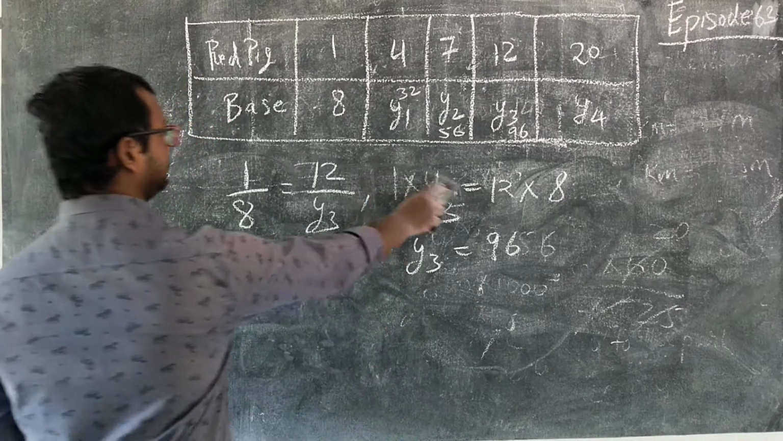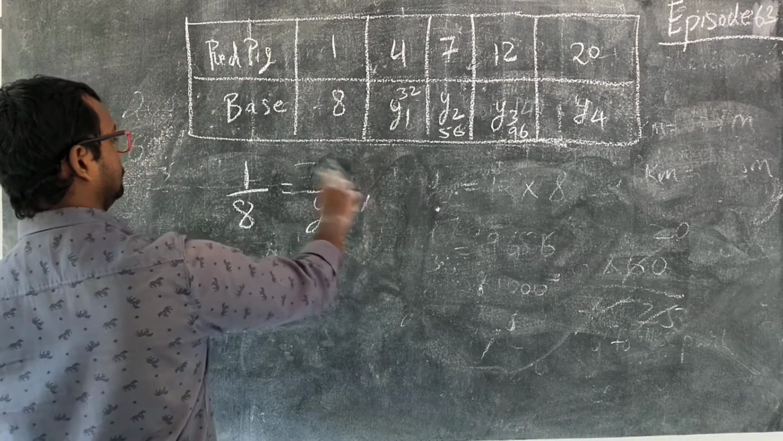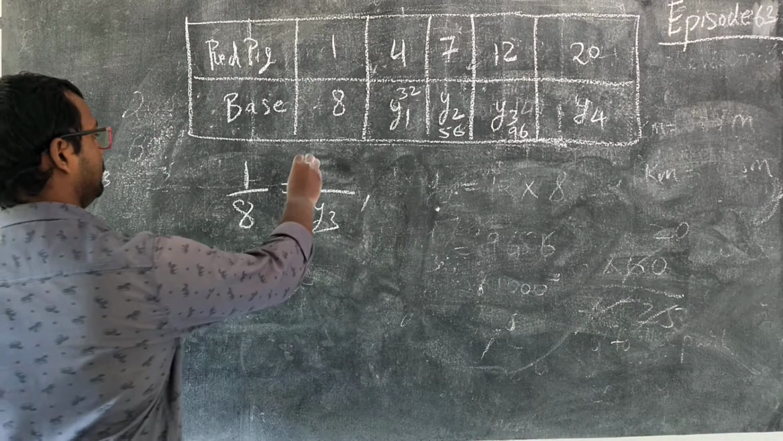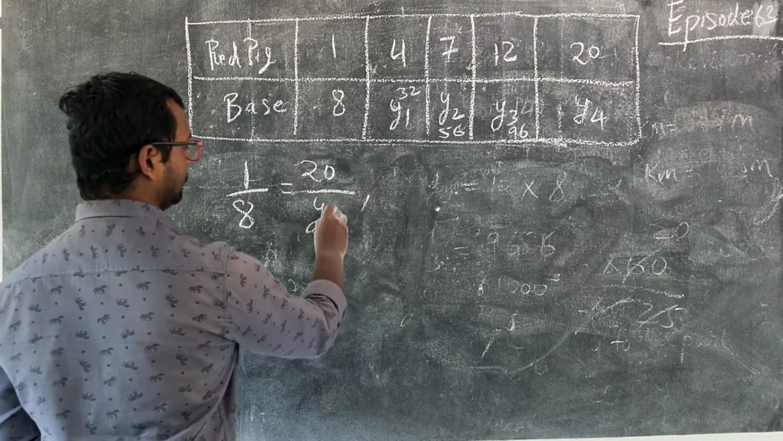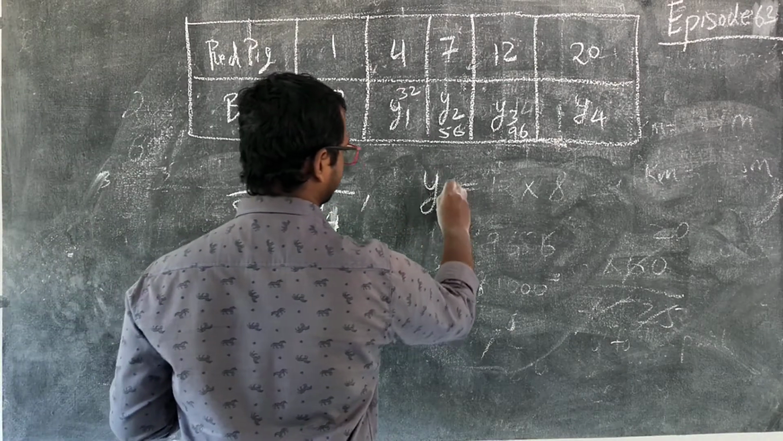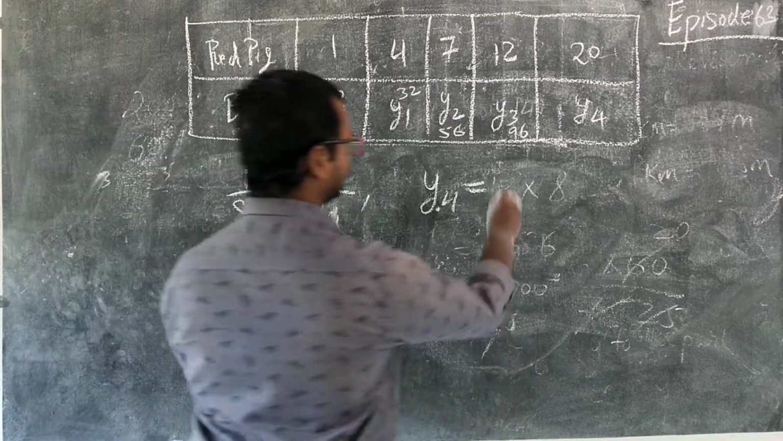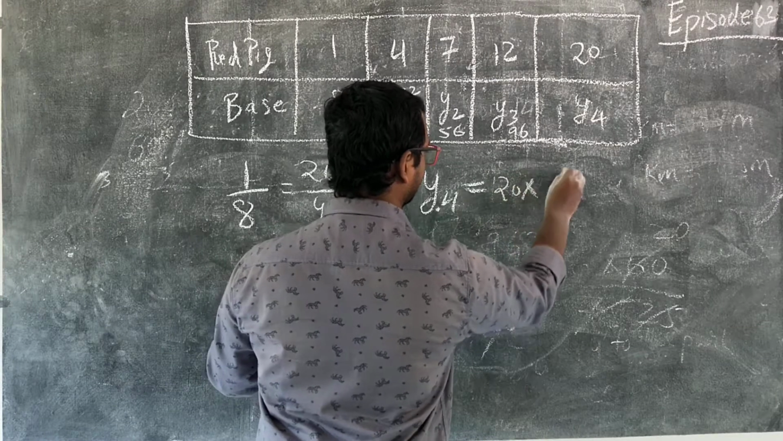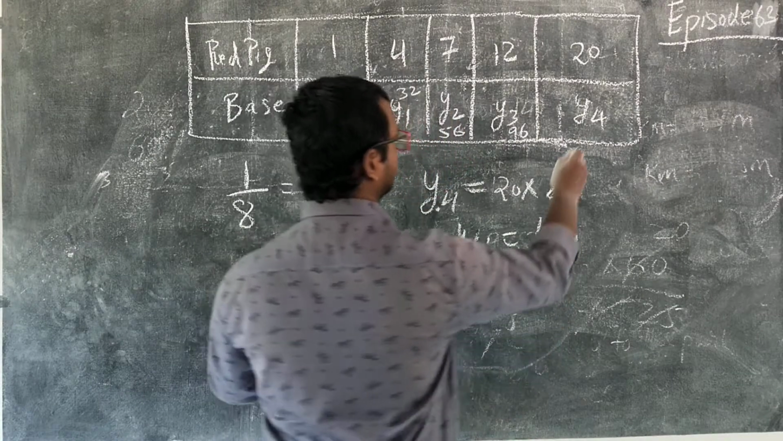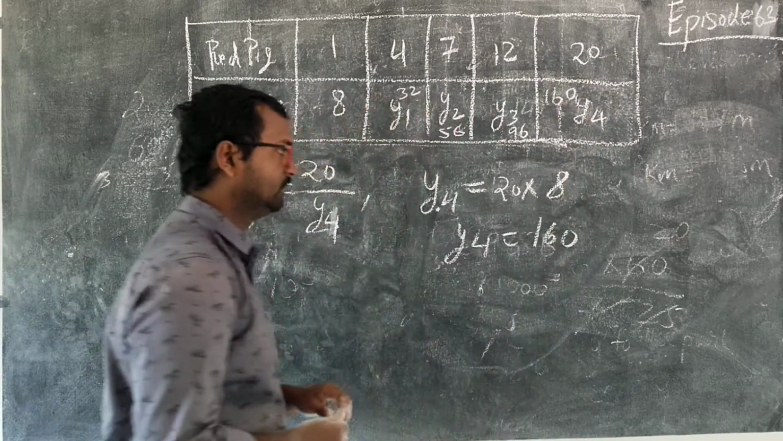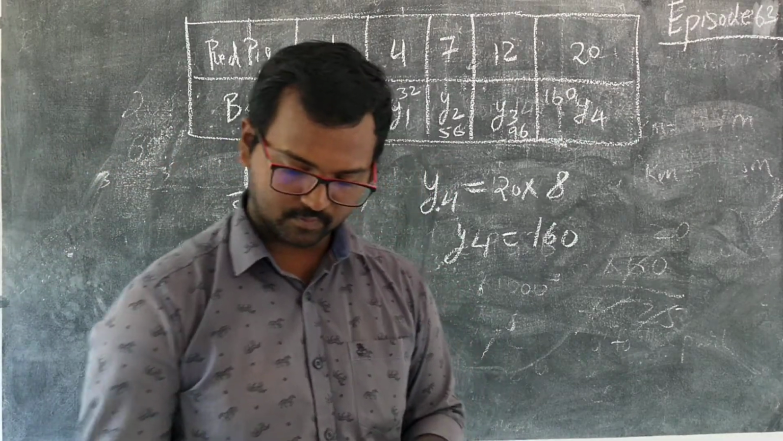So next y4. Here we will put 20. 1 by 8 is equal to 20 by y4. And y4 is equal to 8 into 20, which is 160. Okay students, so with this question number 2 is over. Now look at question number 3.